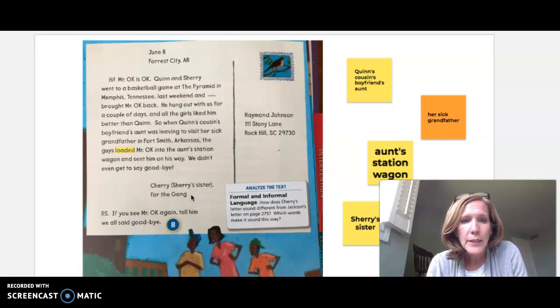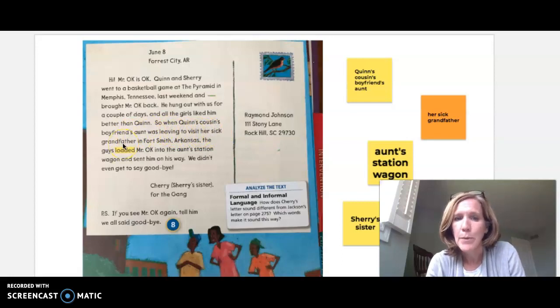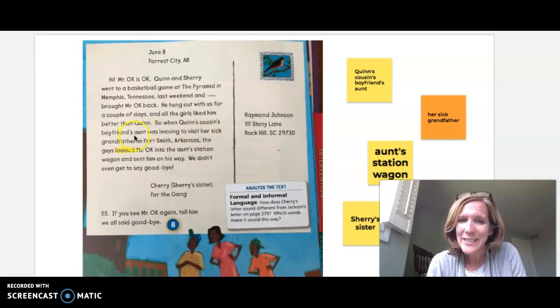So if we look right at this sentence, the same sentence with Quinn's cousin's boyfriend's aunt, was leaving to visit her sick grandfather in Fort Smith, Arkansas. Who does this grandfather belong to? It belongs to her. So they used right here the possessive pronoun her. Who is her? It's this aunt.